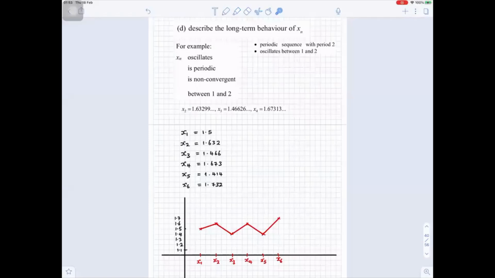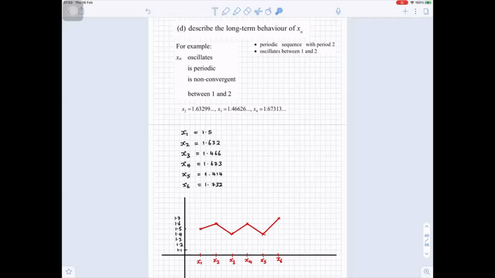Part D, describe the long-term behavior of xn. The long-term behavior, we know xn oscillates, is periodic, is non-convergent, and is between 1 and 2. Or a periodic sequence with period 2 oscillates between 1 and 2. You have x1, x2, x3. So x1 is 1.5, x2 1.6, x3 1.4.